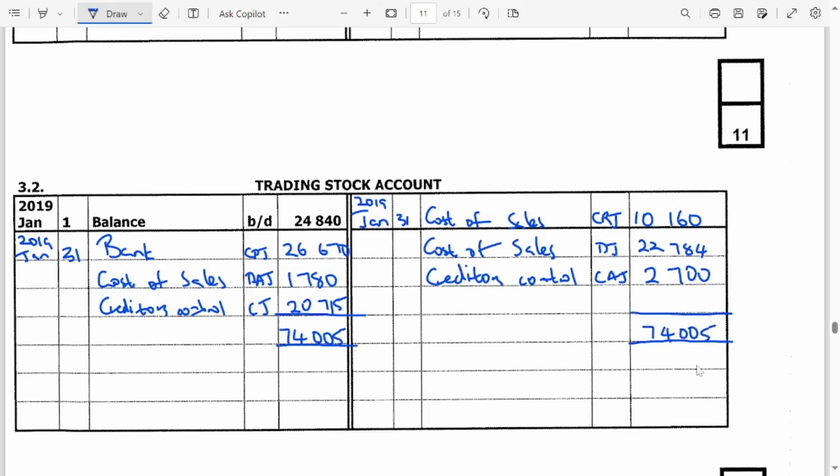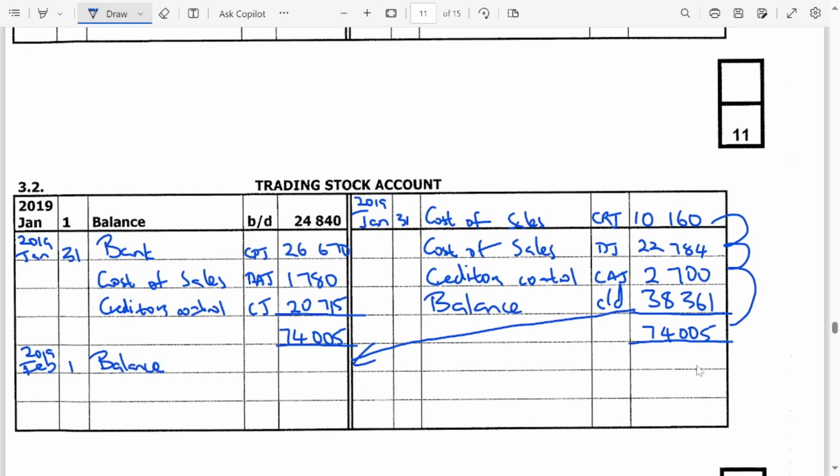Now we have to find the difference so that you can see how much trading stock is left. So we take this one and then we subtract all these amounts. So this is going to be 74 minus 10,160 minus 22,784 minus 2.7. That is going to be 38,361. So it means that the balance of the trading stock at the end of January, the closing balance, is 38,361. So what do we do with the balance carried down? We transfer it to the opposite side. At the beginning of the following month, February, it's the balance brought down of 38,361.